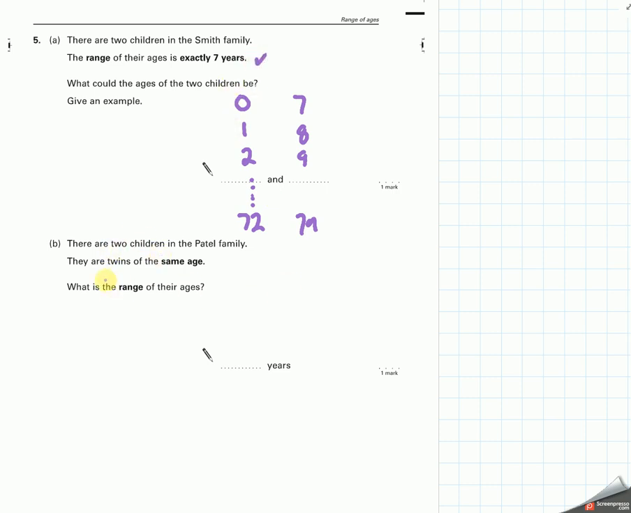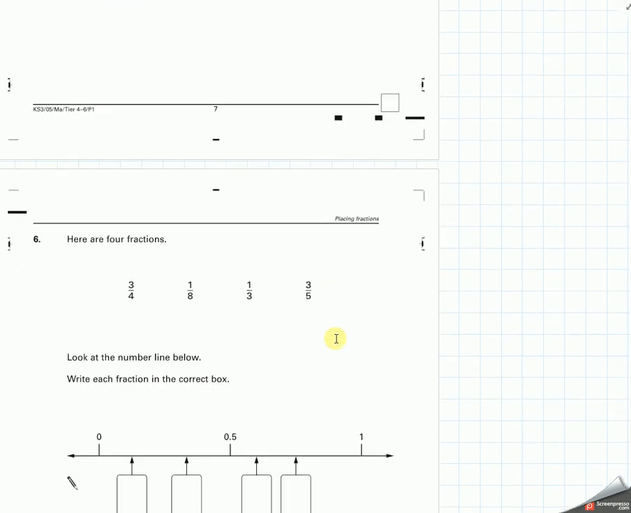There are 2 children in the Patel family. They are twins of the same age. What's the range in their ages? If they're the same age, they could be 5 and 5, or 9 and 9. The difference between these, the range, is 0. Okay, so range talks about the largest minus the smallest. And it's a statistical measure of spread and how much things change.